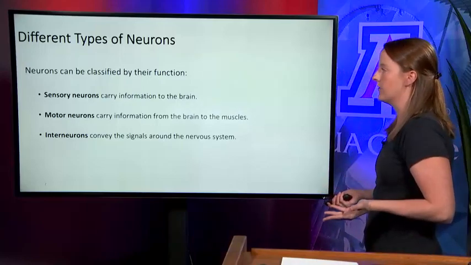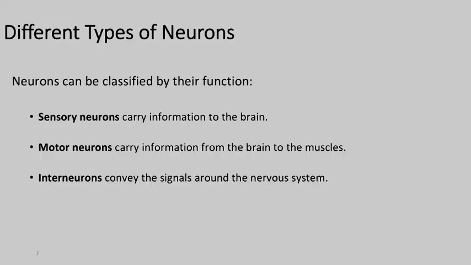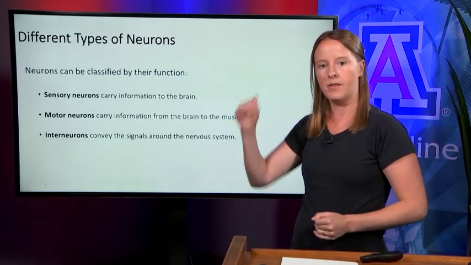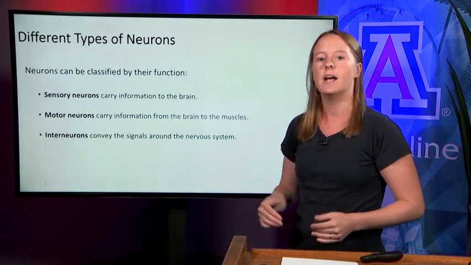There are different types of neurons, and they're classified by their function. Sensory neurons carry information to the brain. Okay, our senses pick up information in the environment, whether it's our eyes, our ears, our sense of taste, and that information is going to go up to the brain via sensory neurons. Motor neurons carry information from the brain to the muscles. They allow us to move and behave in the environment. Okay, they're motor commands that come down and direct behavior.